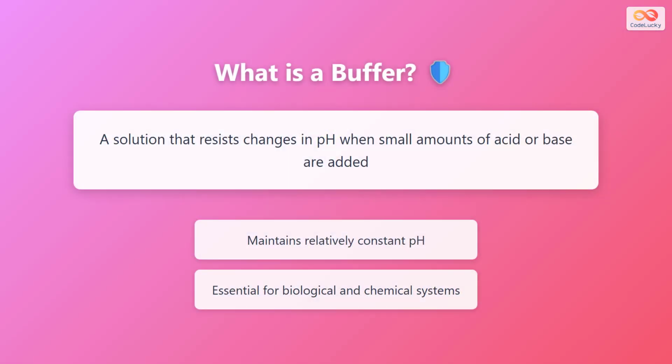A buffer is a special type of solution that resists changes in pH when small amounts of acid or base are added to it. The key word here is resists. Buffers don't completely prevent pH changes, but they minimize them significantly. This ability to maintain a relatively constant pH makes buffers essential for biological processes and chemical reactions that require stable pH conditions.